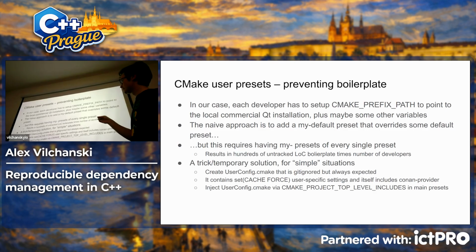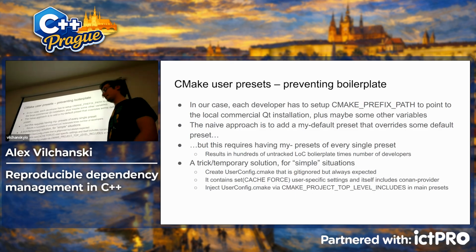I haven't yet tried that, but that should work, because if it works, in a positive outcome, you will end up with just one line, user-edited, of a set command that just sets your CMake prefix path or any other variables that you need to set, and you don't need to derive from a million presets in your user presets.